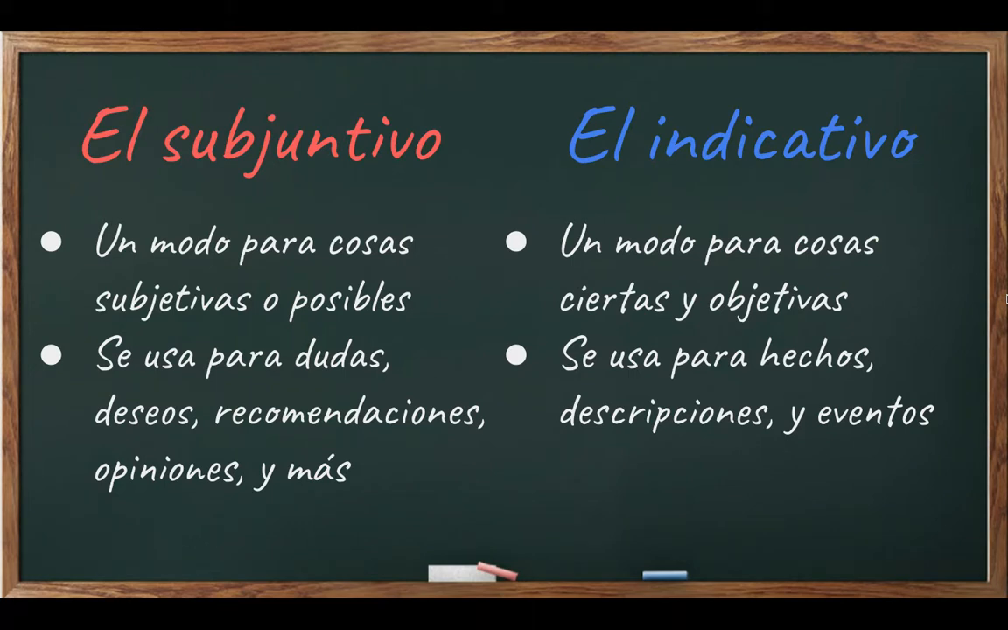Basically, the main distinction here is that the subjunctive is talking about subjective or hypothetical things, such as things that you hope for, things that you recommend, opinions that you might have, things that you're doubtful about. Whereas the indicative is things that are a little bit more certain. Facts, descriptions, events, more objective statements that have less uncertainty.